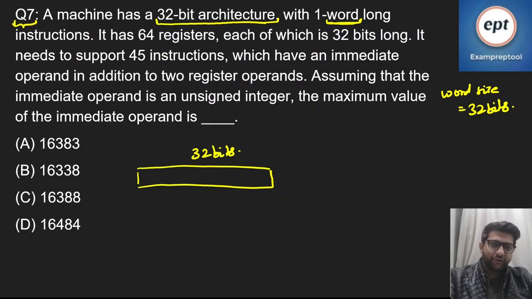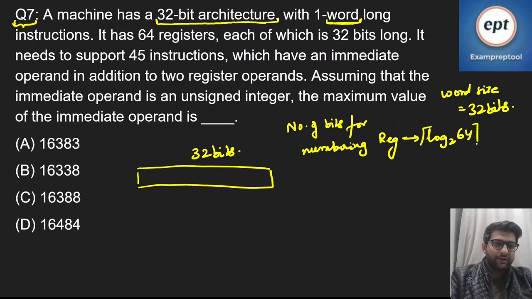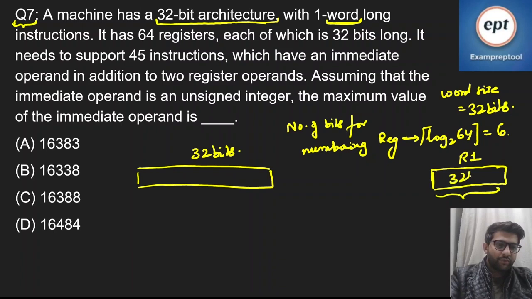If it has 64 registers, then the number of bits for numbering the registers will be log base 2 of 64, right? And this will be 6. Now each of which is 32-bit long. So it is saying that even the register, let's say register R1, can store a 32-bit value, right? Now it needs to support 45 different instructions.